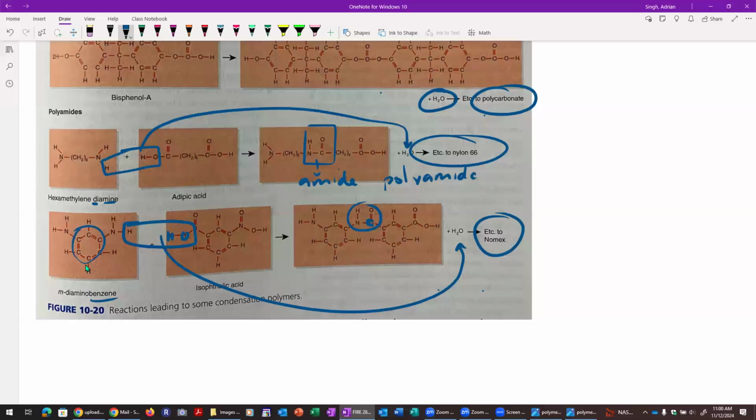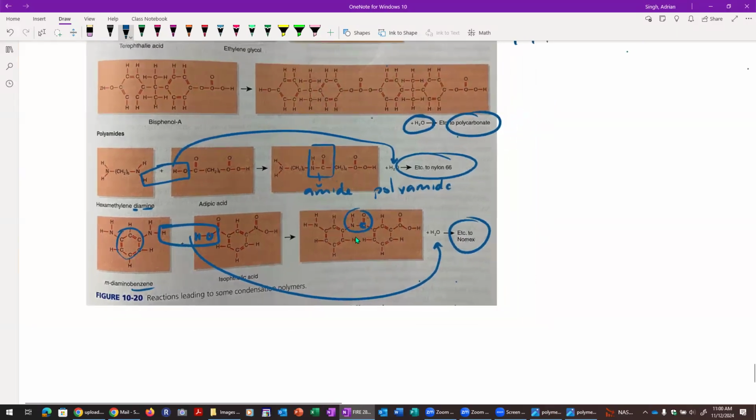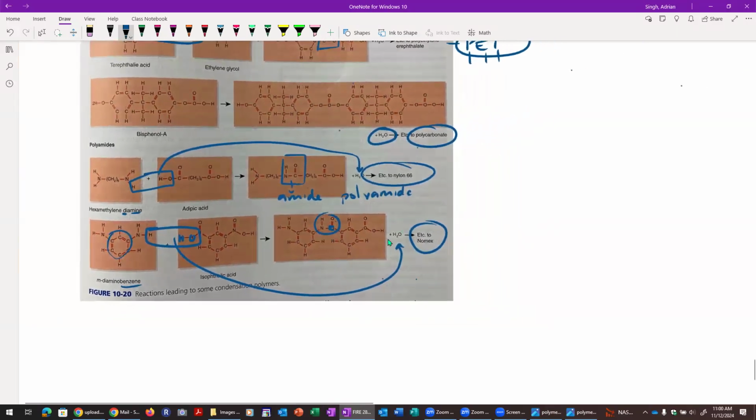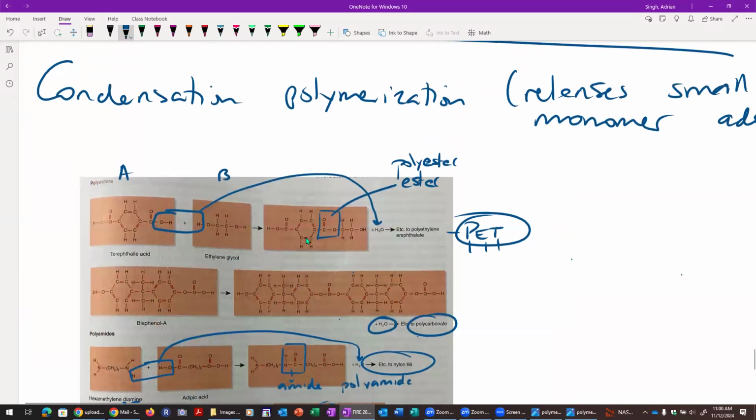So the point here is in all of these, we have monomers that are added, and when they're stuck onto the growing chain, a small molecule, usually water, is released. That makes it a condensation type of polymerization.